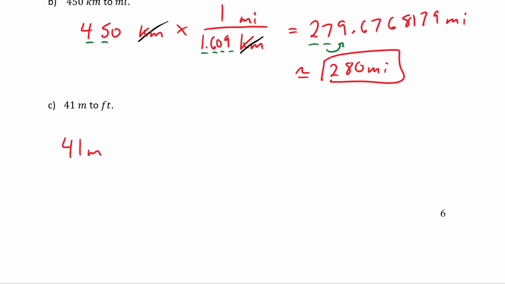41 meters. We have to convert them to feet. We have that in our list. Meters on the bottom, feet on the top. It says here that 1 foot is 0.3048 meters. Meters cancel out. 41 divided by 0.3048.